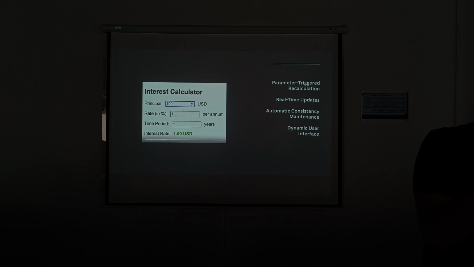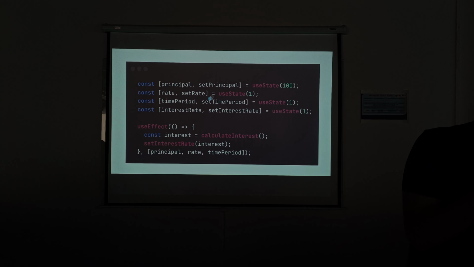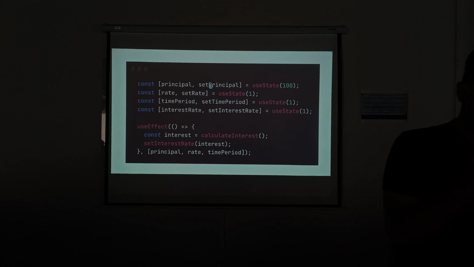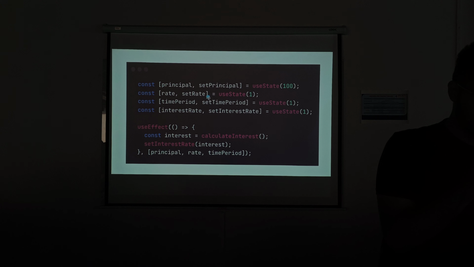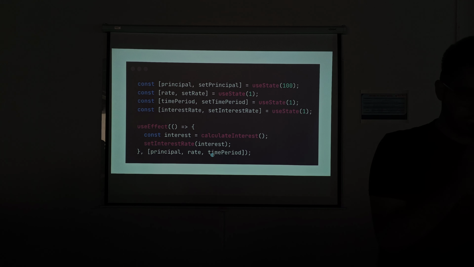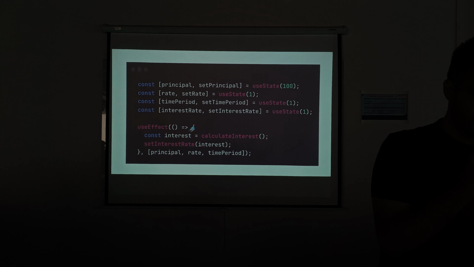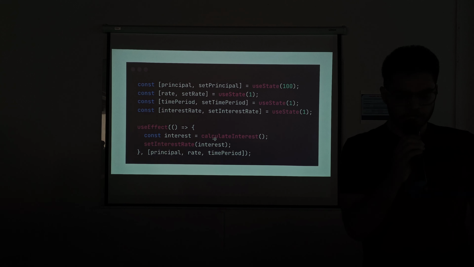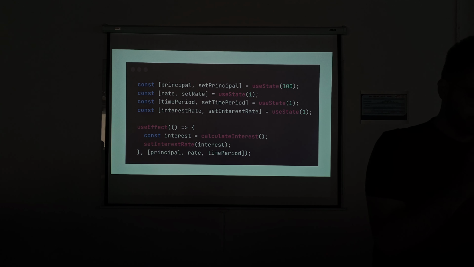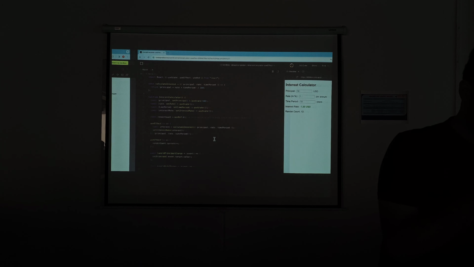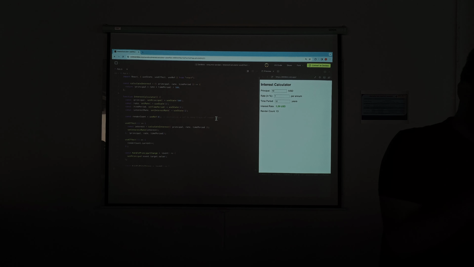Okay, let's proceed. If you use useEffect here, this is how you use it. You have 4 state variables, and then you have a useEffect with dependencies. Whenever one of these changes, you calculate the interest rate, and then you set the 4th variable that is printed at the top. Now let's see it in terms of implementation. And what is the problem with this implementation?